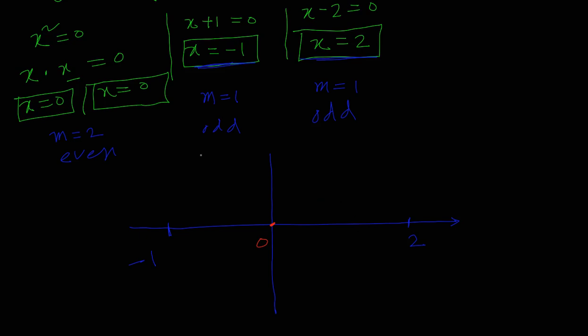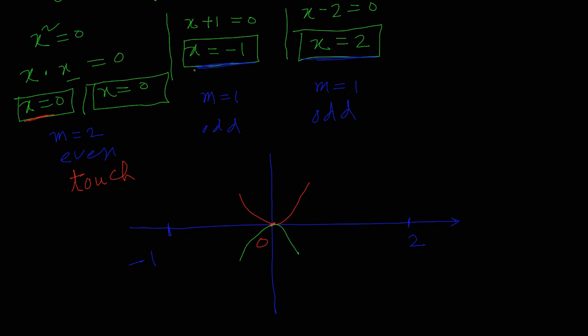So now let us try to see at first at x equal to 0, my multiplicity is 2, so it is even. So at x equal to 0, my graph is going to touch the x-axis. So it is going to go either like that, or it can go downward, so opens down. So these are the two possibilities at x equal to 0.